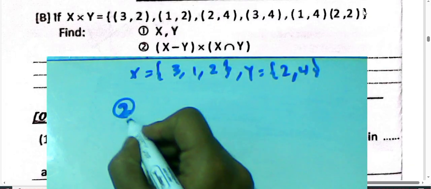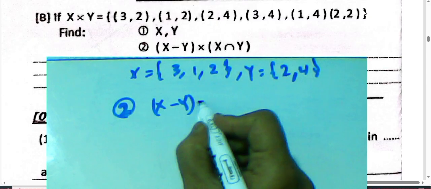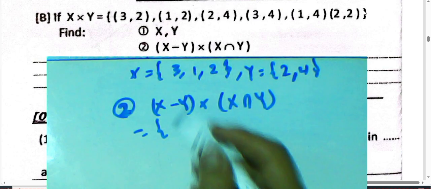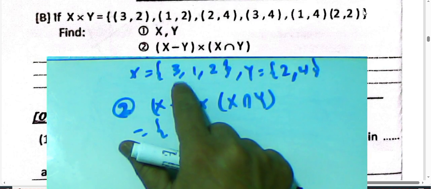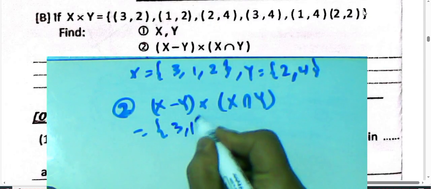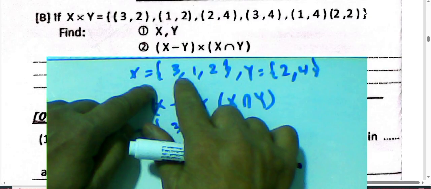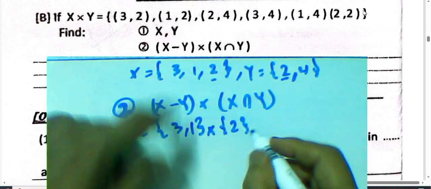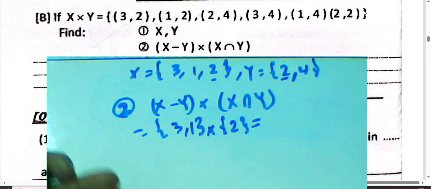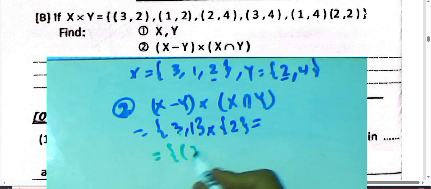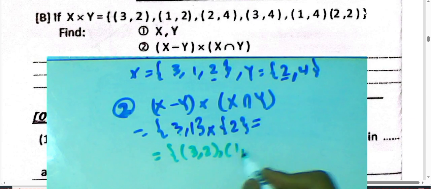Number 2: we can find the difference X minus Y, and the Cartesian product X intersection Y. What are the answers here? Who can tell me the elements in X not belonging to Y? 3 and 1. They are elements belonging to X and not belonging to Y. 3 and 1. Okay. Now the intersection between X and Y will be 2. Then we can find the Cartesian product between the two sets. The first order 3 and 2, and second 1 and 2.